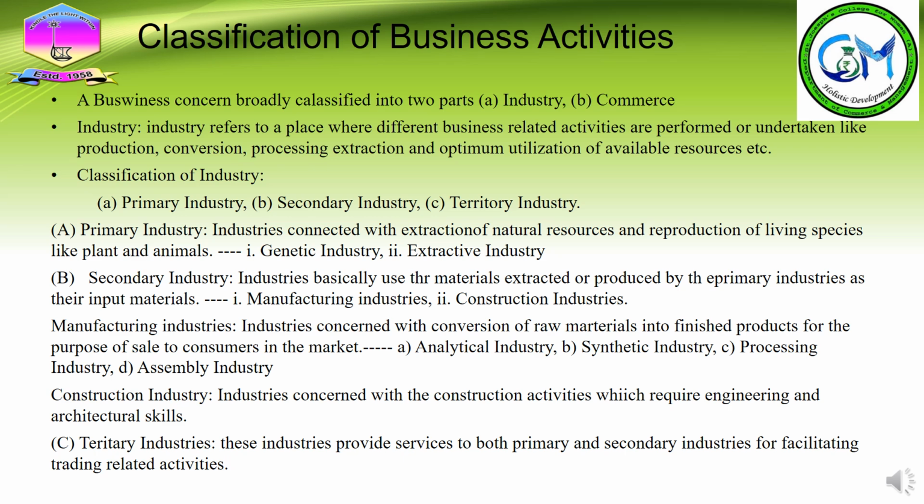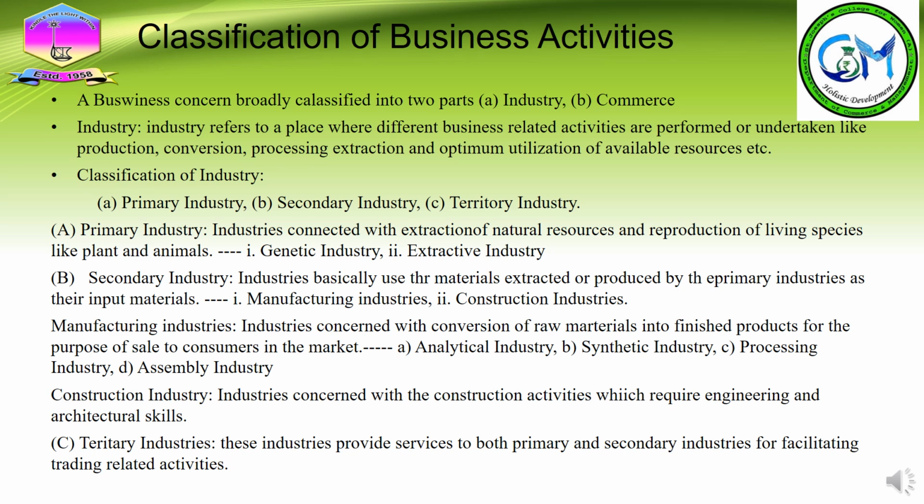First of all, what do you mean by industry? Industry refers to a place where different business related activities are performed. Business related activities means all these economic activities performed or undertaken, like production, conversion and processing, extraction and optimum utilization of the available resources. So all these things are involved in business activities. Now let us see, all these industries are divided into three kinds: the primary sector, secondary sector and tertiary sector. A quaternary sector is also there.